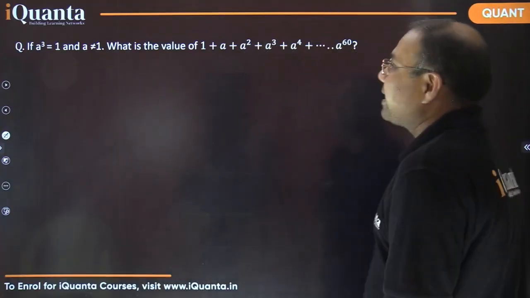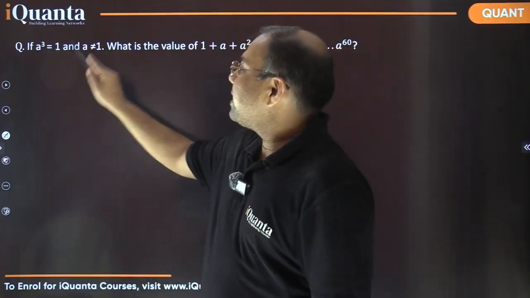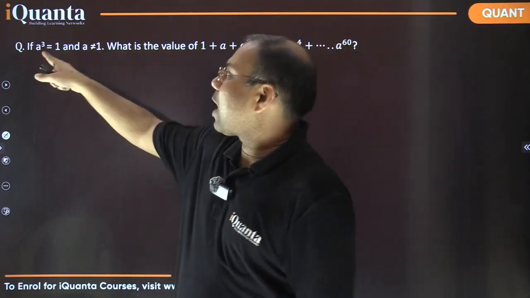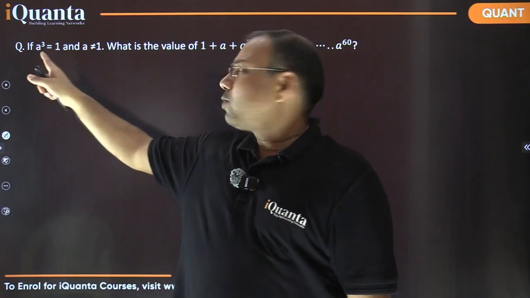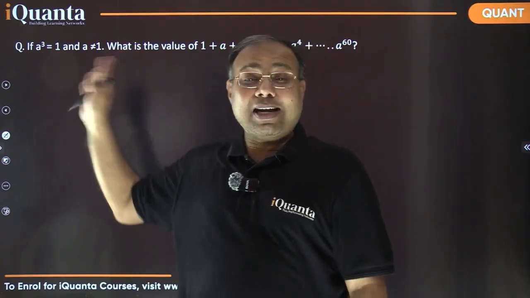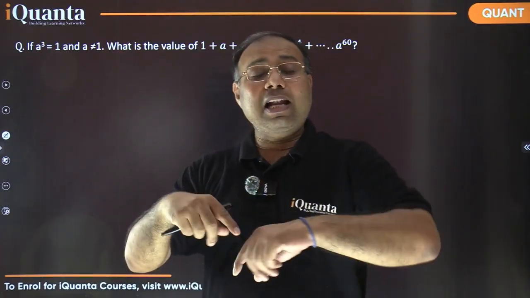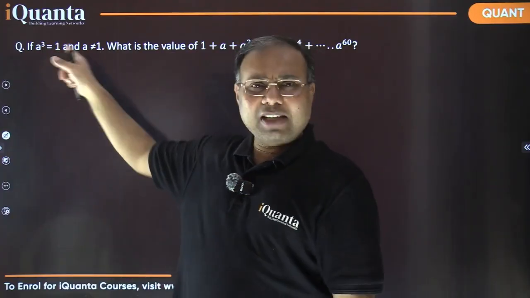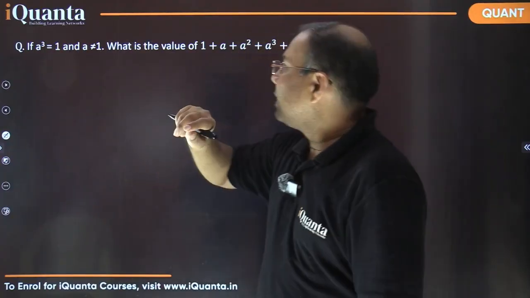See, it says if a cube is equal to 1 and a is not equal to 1. See, if a would have been equal to 1, that would satisfy, right? So a is not equal to 1, that has been mentioned. यानी कि a 1 के अलावा कुछ और number है, a is something else other than 1 which satisfies this equation, right? Okay, that is one thing, and that's it.